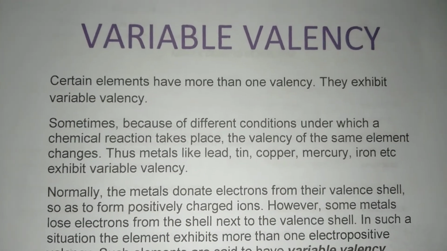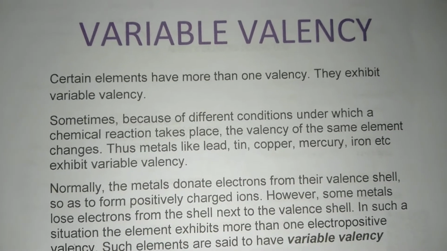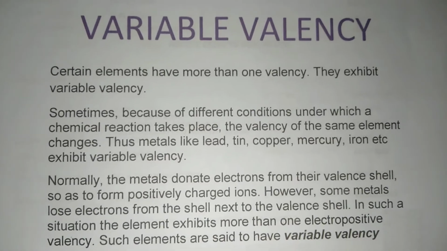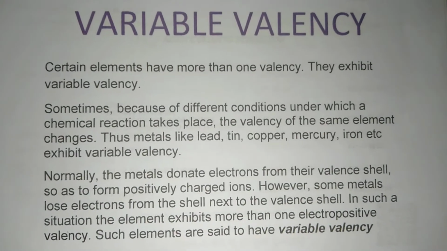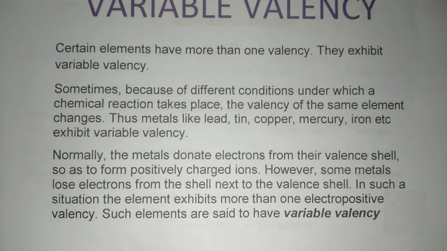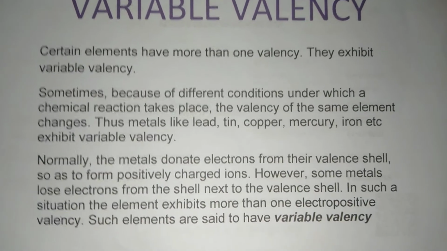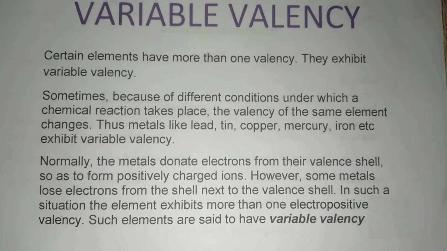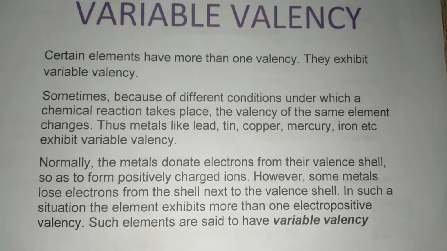Variable valency. Certain elements have more than one valency. They exhibit variable valency. Sometimes, because of the different conditions under which a chemical reaction takes place, the valency of the same element changes. Thus, metals like lead, tin, copper, mercury, iron, etc. exhibit variable valency. Normally, metals donate electrons from their valency shell so as to form positively charged ions. However, some metals lose electrons from the shell next to the valency shell. In such a situation, the element exhibits more than one electropositive valency. Such elements are said to have variable valency.